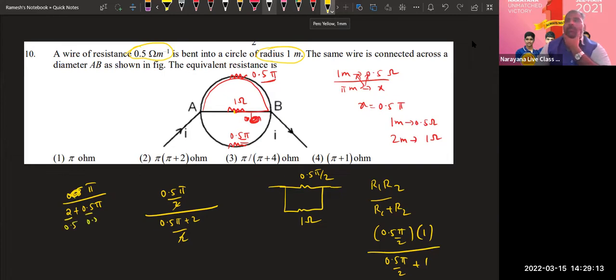No issue now for you? Correct or not? 0.5 I am bringing down. 0.5, 0.5 cancels out. Pi, whole divided by how much? 20 by 5, this one, plus pi. Means pi divided by pi plus 4 is our answer. Option 3 is the perfect answer for the question. Everyone understood?